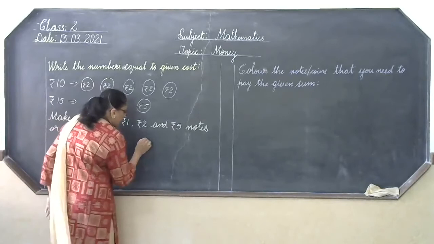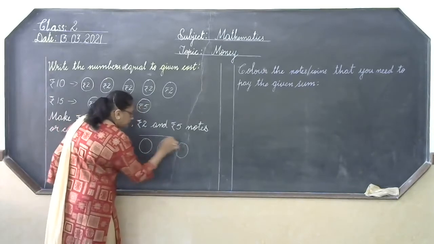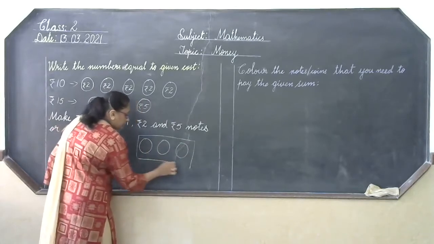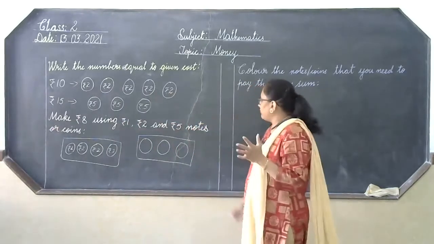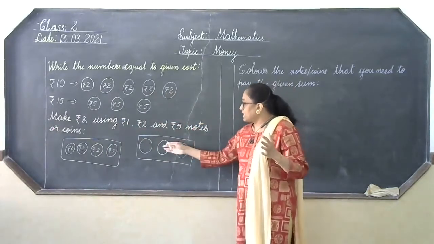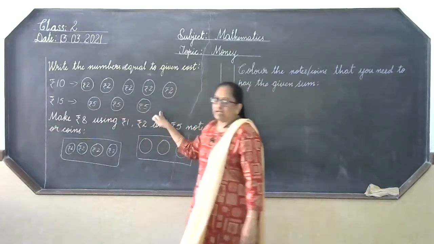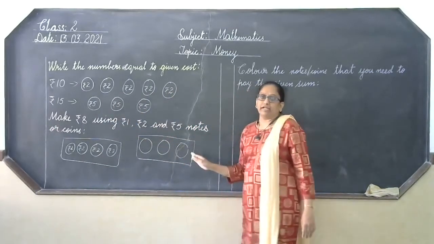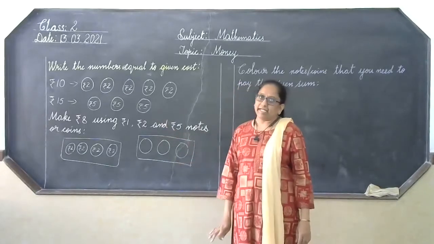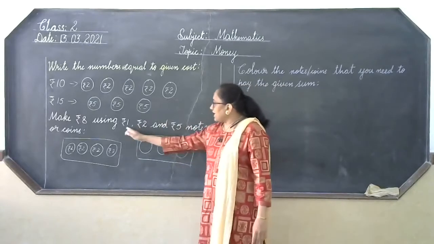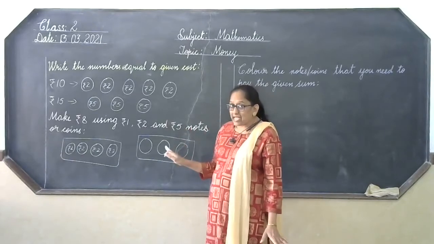Now I will ask you to pick only 3 coins. Whichever coin you pick, whether you take 5 rupees, 1 rupee or 2 rupee, here it need not be divided equally, whichever you want, you can arrange. In 3 twos, you won't get 8. But if you take these coins and arrange, you can get 8 rupees.